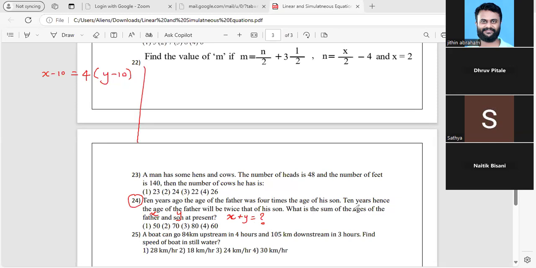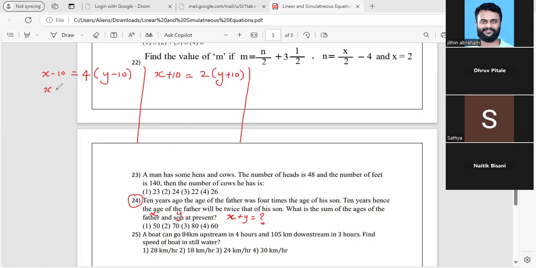And then there is another clue: 10 years hence, in the future, x plus 10 will be the father's age. The age of the father will be twice that of his son, so 2 times his son's age, that will be y plus 10. This is your second clue from which you're going to get the second equation. So let's first find these two equations.